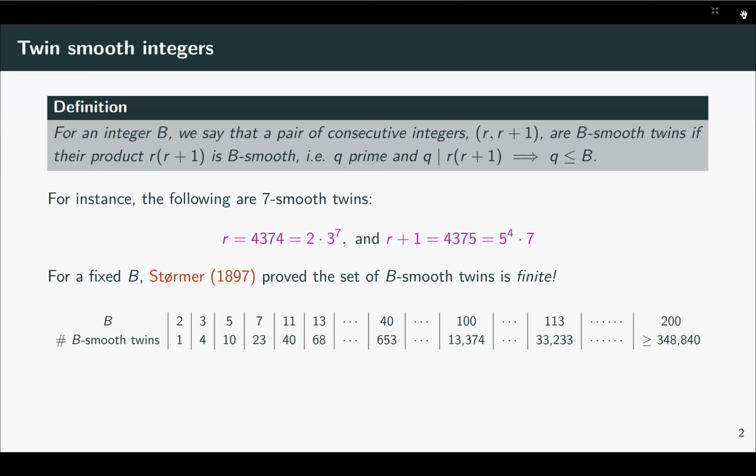Now I go up to 113. This smoothness bound is the largest smoothness bound for which we know the exact number. Anything beyond this, we can only give a lower bound. For instance, for something like B equals 200, we have this lower bound, but we can't be sure that this is the exact number of these. Actually, the example from the previous slide is the largest 200-smooth twin that we know.